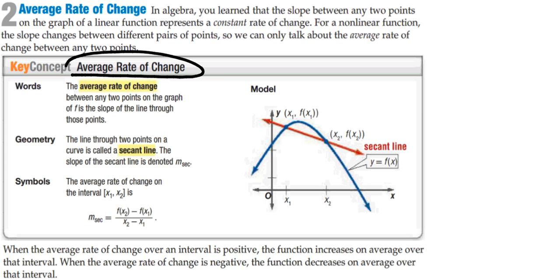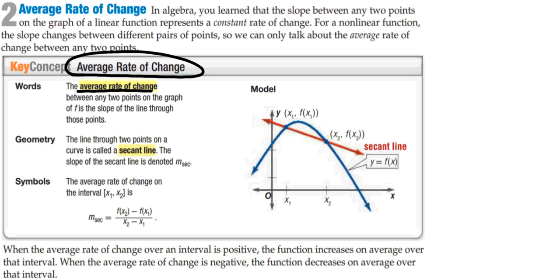So you want to have a concept of average rate of change, and you also want to know that it's using a secant line. Did I talk about secant line yesterday? I feel like in my head I did. Okay, a tangent line hits something once, a secant line hits something twice. So an average rate of change between any 2 points on a graph of f is the slope of the line through those points. So I've got 2 points.